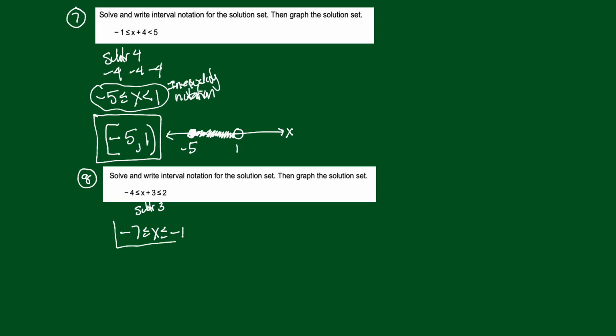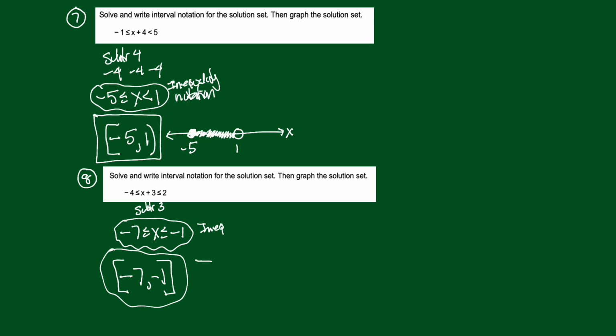Okay, there's the solution in inequality notation. They don't want inequality notation, we want interval notation. So here's how we're doing this. We're going from negative 7 to negative 1, right? Lower bound on the left, comma, upper bound on the right, and equal signs. So both the negative 7 and the negative 1 are included. So square brackets. Okay, here's our answer here.